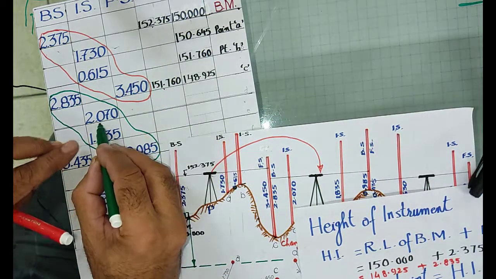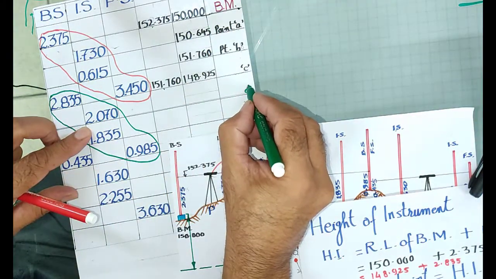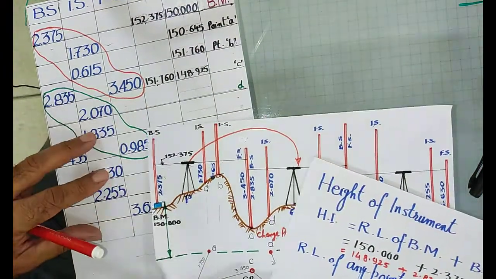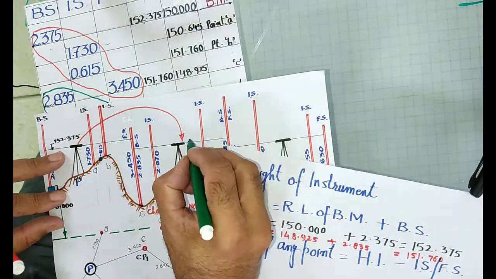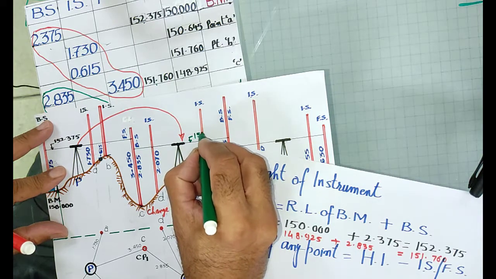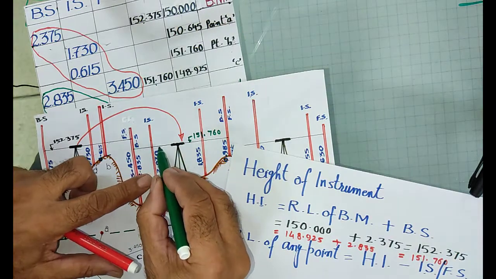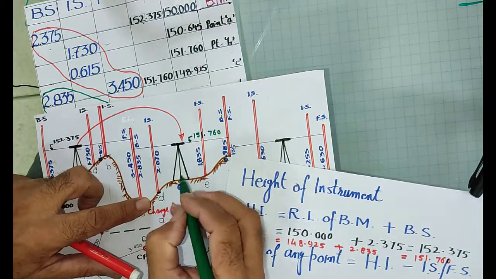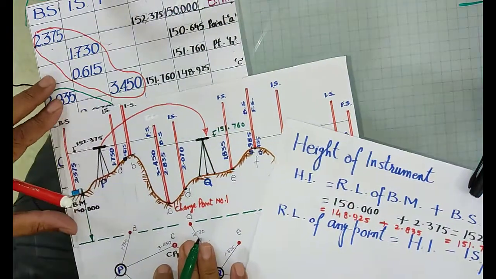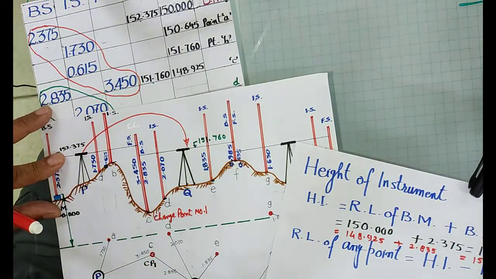From this you deduct this value and the RL of this point D will be over here. Here is the point D. You can calculate the RL of this point D. The new height of instrument for this is 151.760. So from this you deduct this value, and the RL of this will be here. Then from here the RL of this point, from here the RL of this point. So we can calculate the RL of the different points: this is my point D, this is E and F.